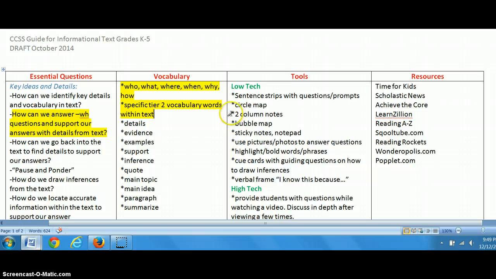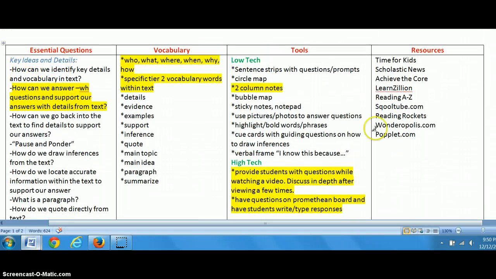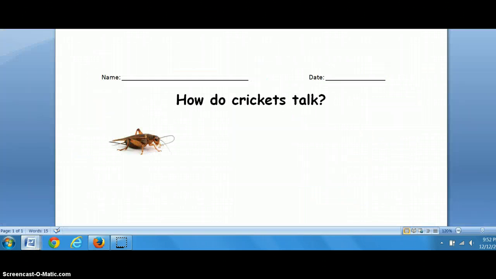Under tools, we will be addressing 2-column notes as well as under high-tech, providing students with questions while watching a video, discussing in depth after viewing a few times, and you could extend this to have questions on a Promethean board and have students write or type their responses. The resources are Wonderopolis.com and Poplet.com.